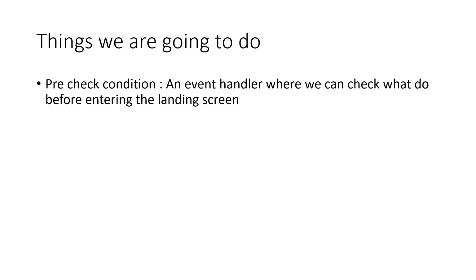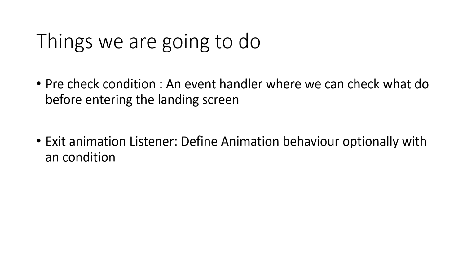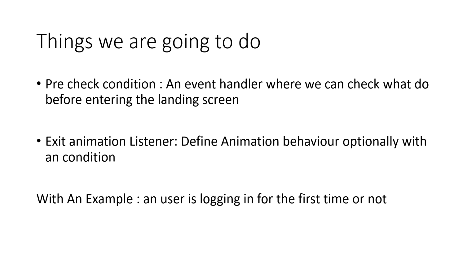The things that we are going to do. First is the precheck condition. This is an event listener where we can check what we have to do before entering into a landing screen, followed by an exit animation listener, which defines the animation behavior when exiting the splash screen and entering into a landing screen, with an example of a user logging in for the first time or not.